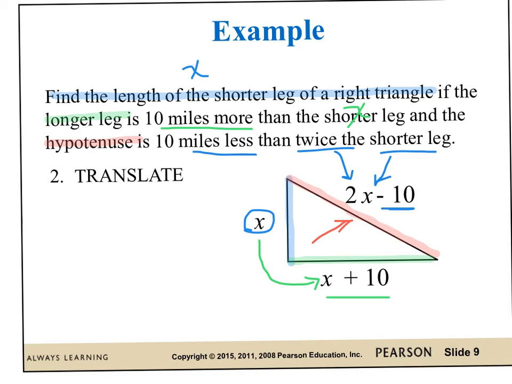And then we need to remember what the formula says that we do. The formula says take each of the two legs and square it. Okay, so the shorter leg squared is x squared plus the longer leg is x plus 10.